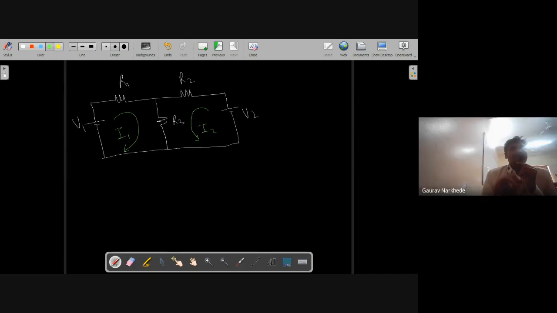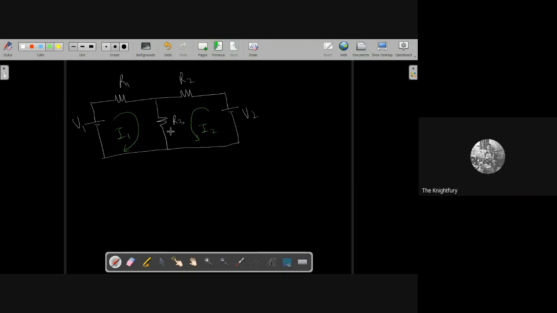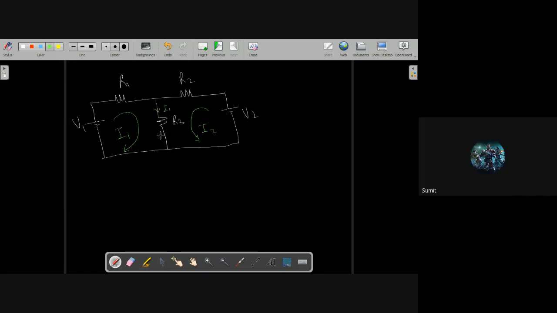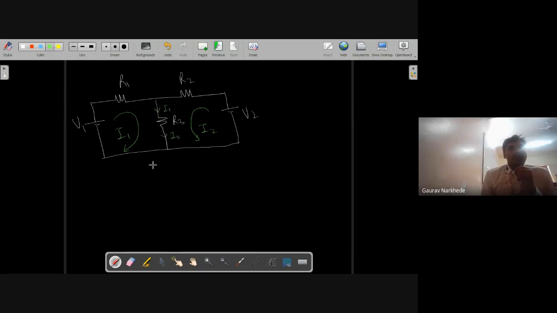Now, very important, you can also write that the component which is common to the two loops, two currents will flow through it. So which component is common to both loops? R3. So in R3, I1 is flowing, and I2 is also flowing, right?